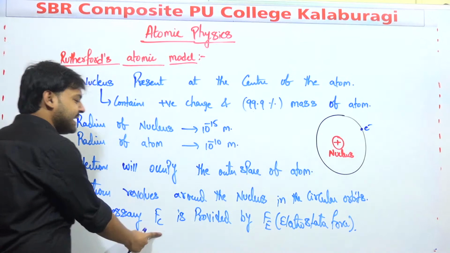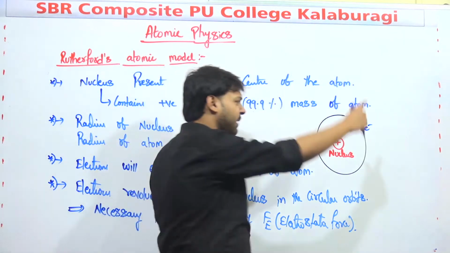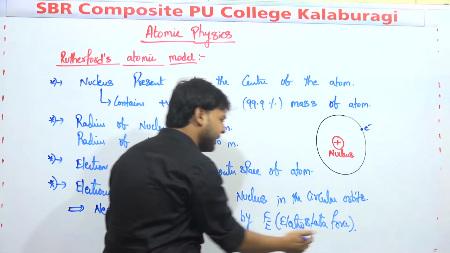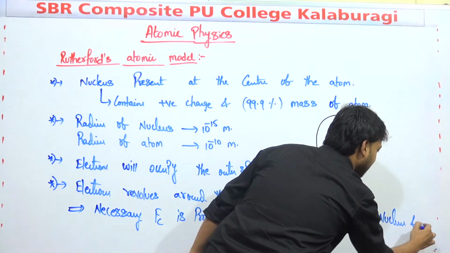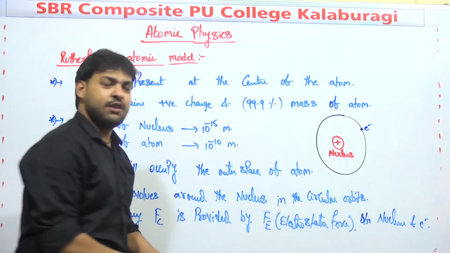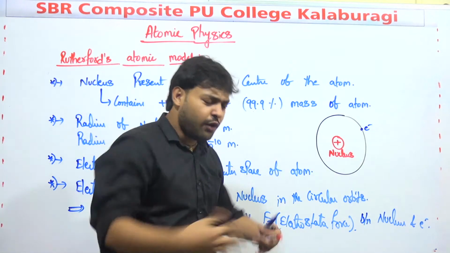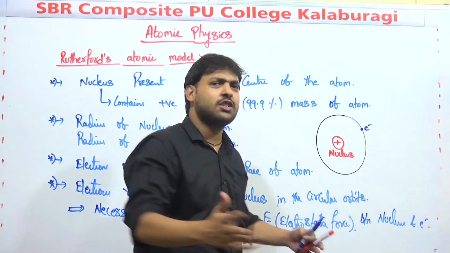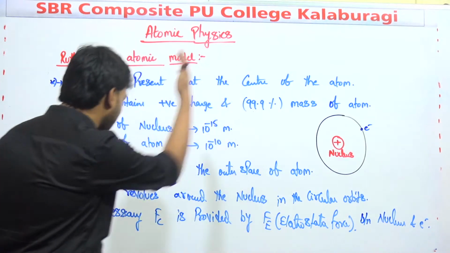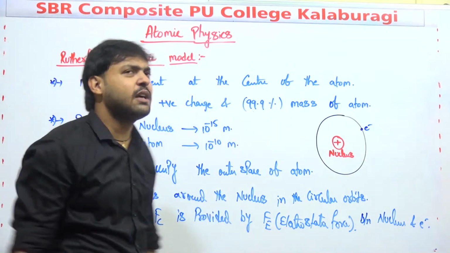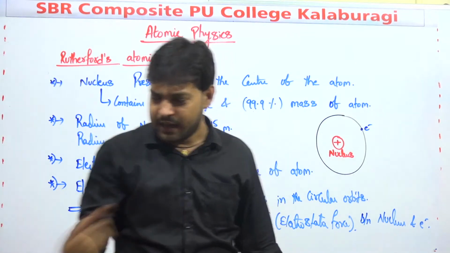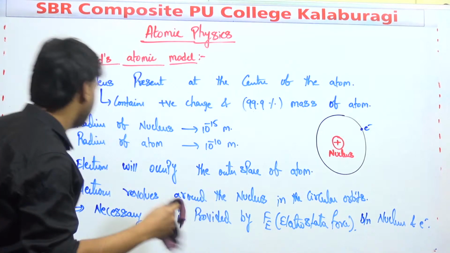So the necessary centripetal force is provided by whom? It's provided by the electrostatic force between the nucleus and the electron. How it is provided, what the equations are, all we will see. So these are the different observations made by Rutherford, and he gave a model called Rutherford's atomic model. Clear? Can I move forward? Right.